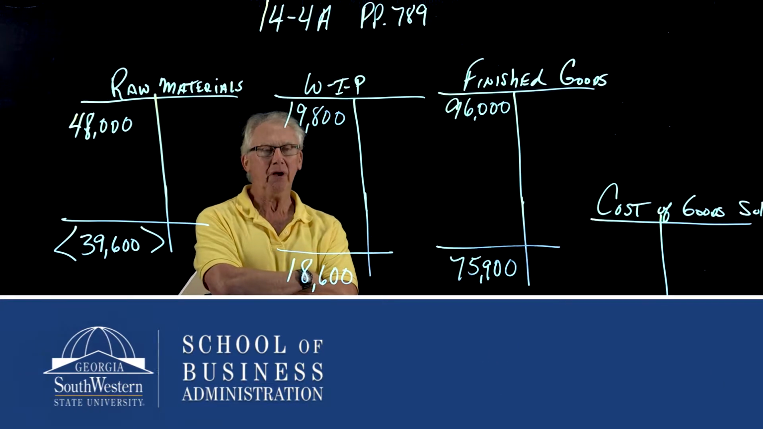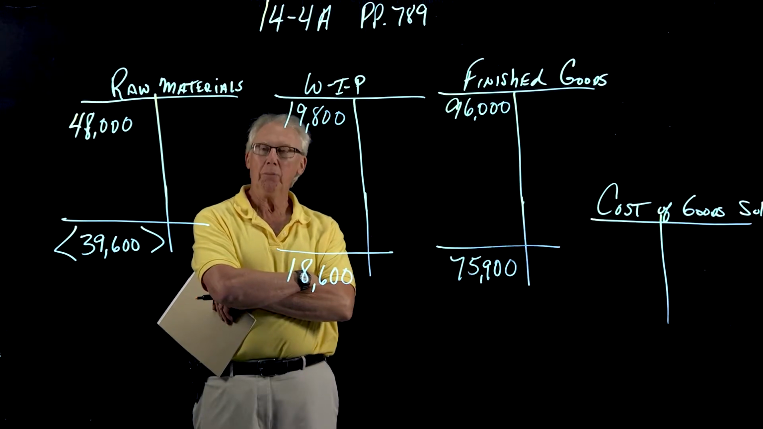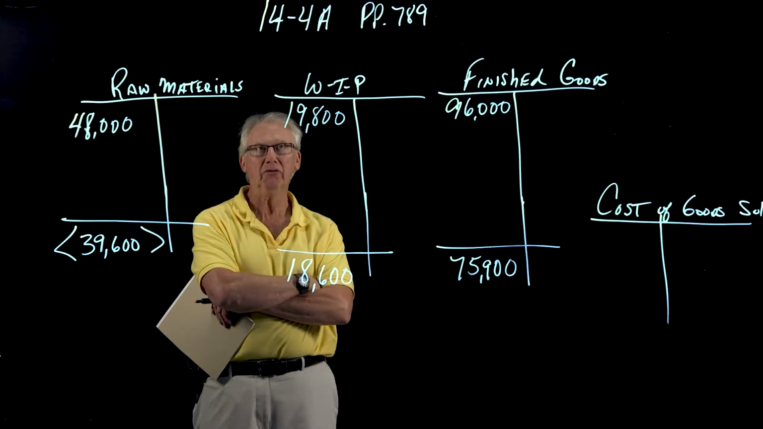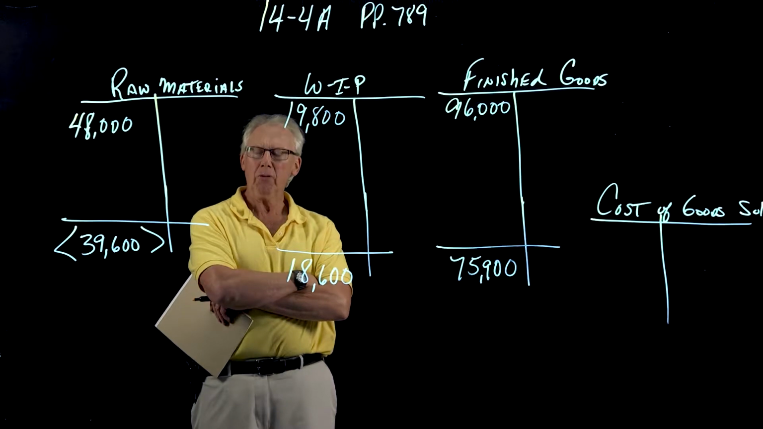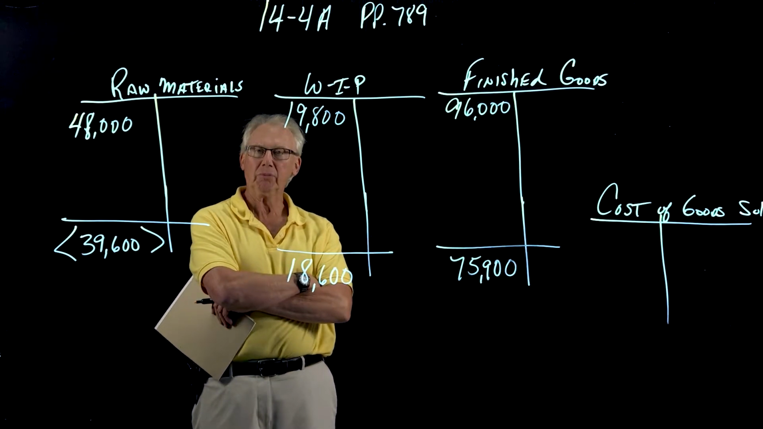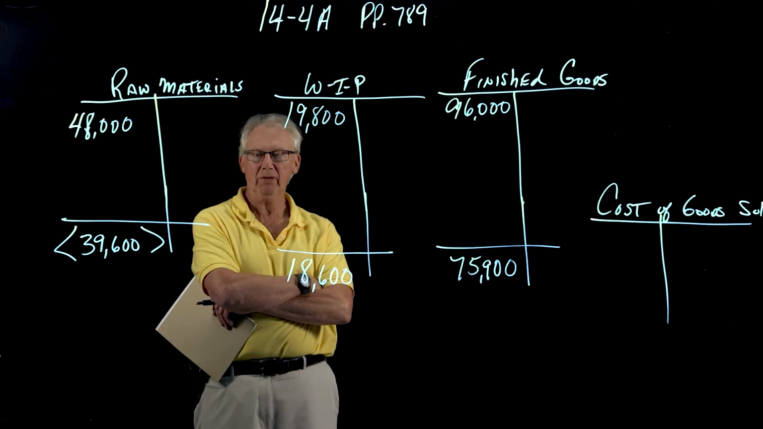And I want to take the time this afternoon to visually show you how to do a problem in the book. I believe this problem I may assign for homework in Wiley Plus, but I want to go through it with you just to make sure you understand how to do it. And we're going to use T accounts. And this is problem 14-4A on page 789 in your text.